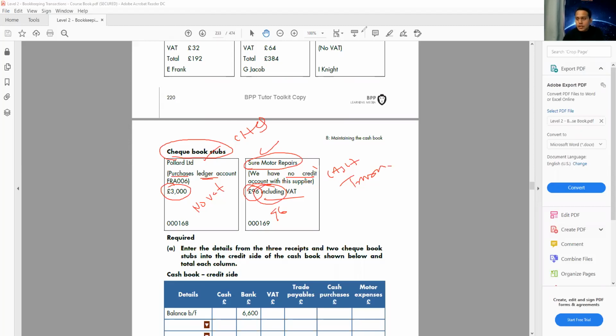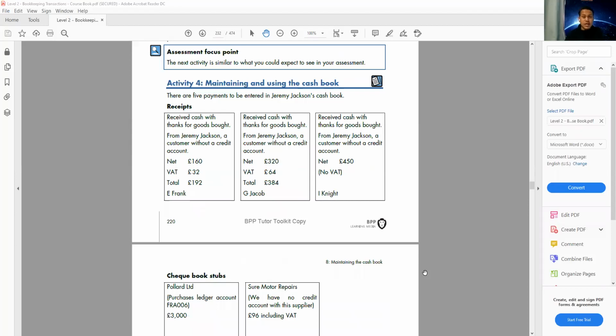All right, so the question is clear for us. Now we want to write down this information in the corner, because if we scroll down, we don't see the whole question. So let's write it down. The first one, E-franc. I'm going to write net, VAT, and gross, or total. So for E-franc, net is 160, VAT is 32, and total 192.